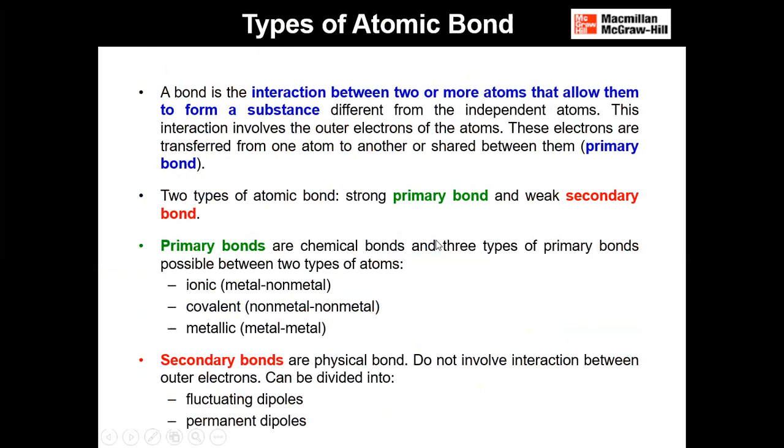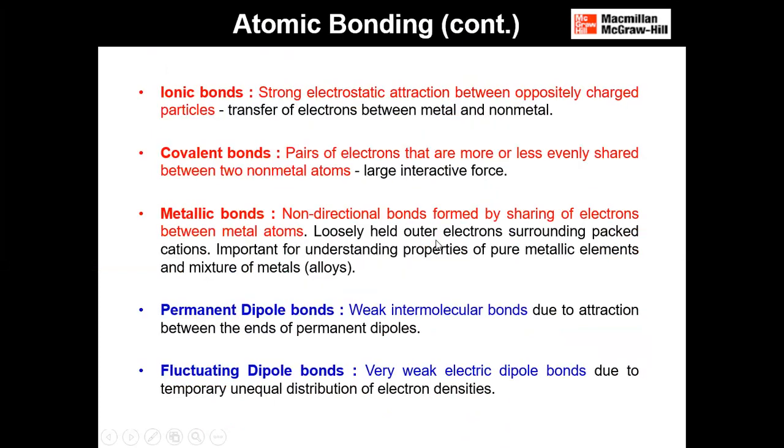So, ionic bonding. This is the definition: a strong electrostatic attraction between oppositely charged particles, because one atom will transfer electrons and another atom will accept the electrons. The atom that gives the electrons becomes a cation, and the atom that accepts electrons becomes an anion. For covalent bonds, a pair of electrons is more or less evenly shared between two non-metal atoms, with a large interactive force.